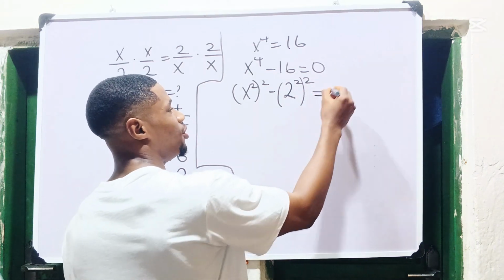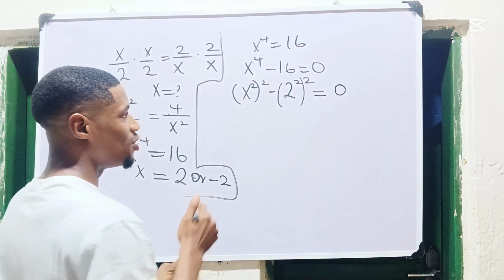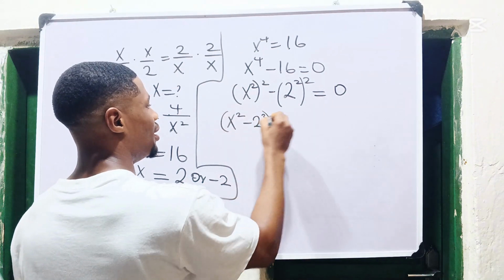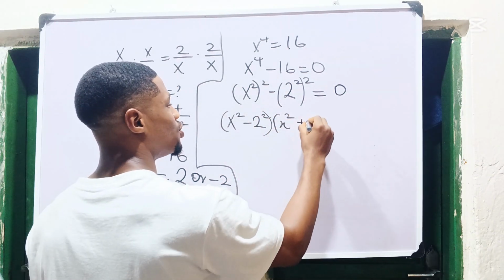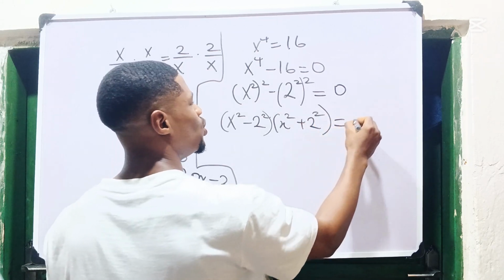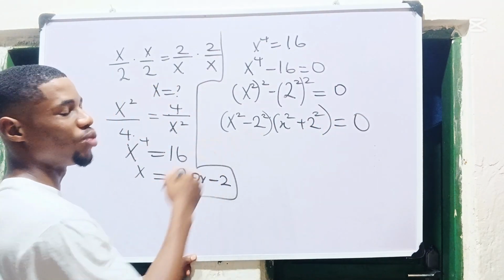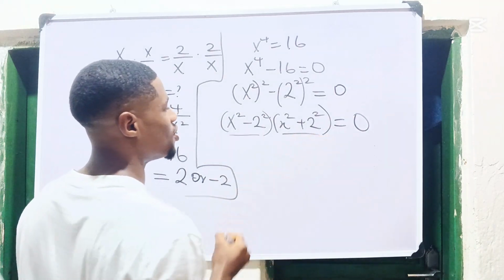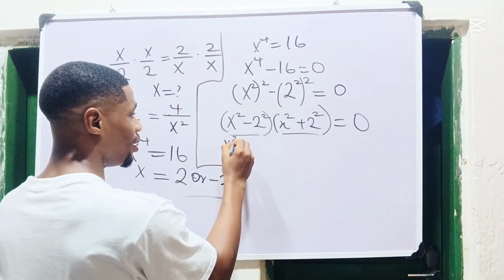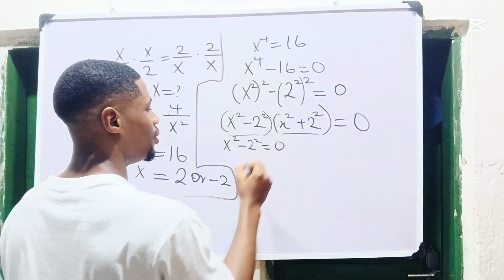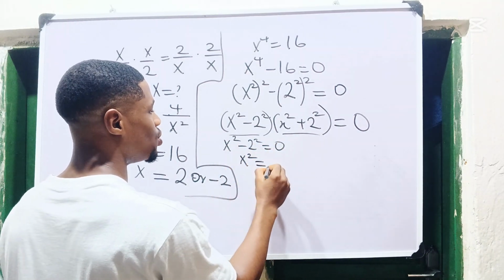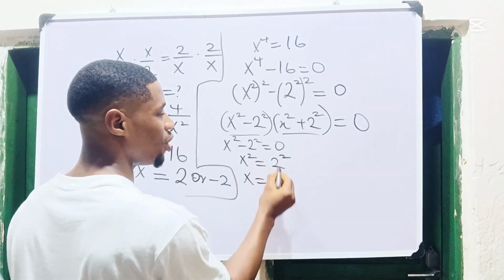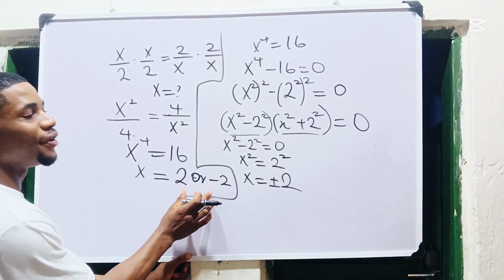Moving on from here, you can answer that this is a difference of 2 squares. So we can have here that x squared minus 2 squared times x squared plus 2 squared is equal to 0. Alright? Difference of 2 squares. From here, we can now say that it's either this is equal to 0 or this is equal to 0. So if x squared minus 2 squared is equal to 0, it means that x squared is equal to 2 squared, and then x will be equal to plus or minus the square root of 2 squared, which is 2, which is what we have here.